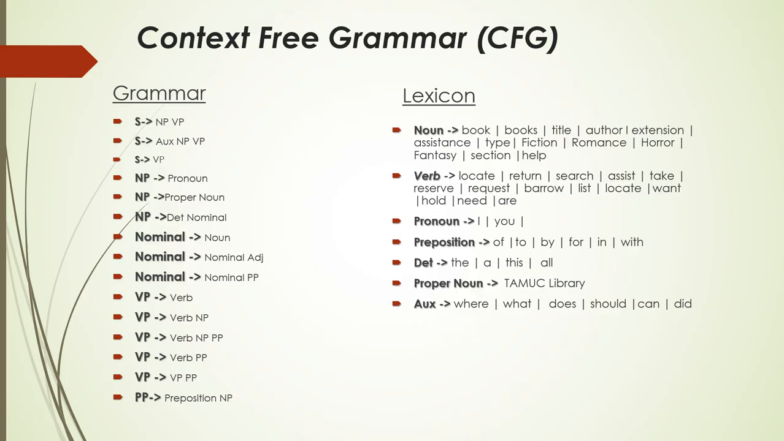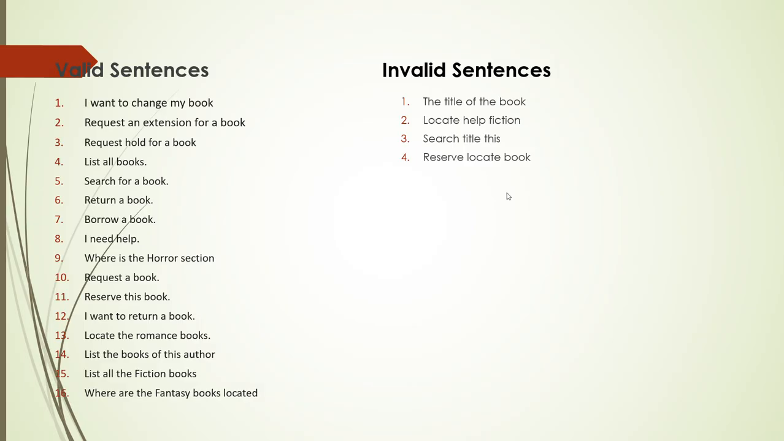As a start, I created my context-free grammar by adding the lexicons based on the sentences I want to use in this project. I listed 16 valid and 4 invalid sentences I want to use for this project. Here.